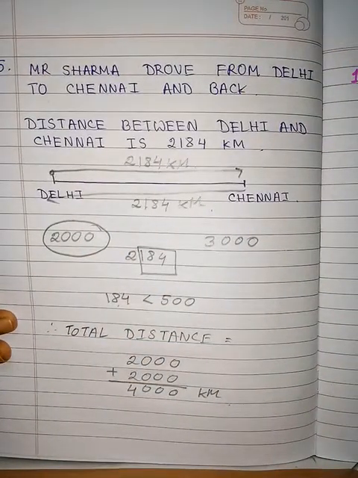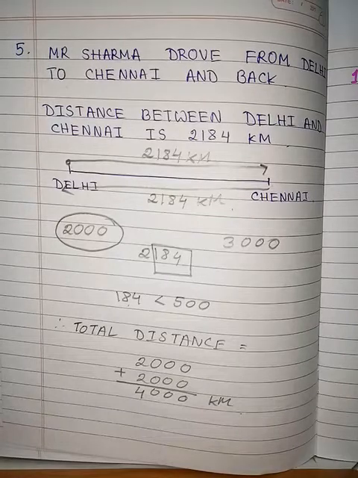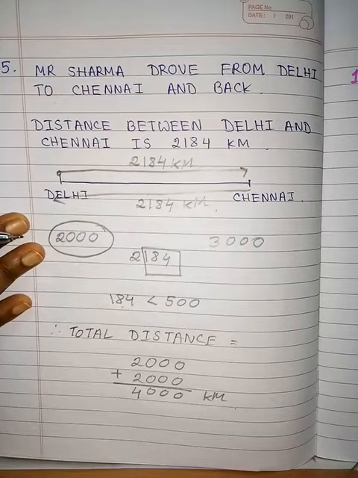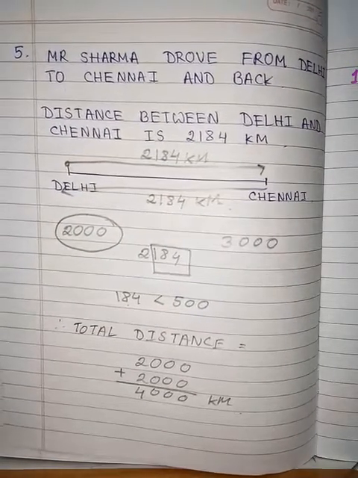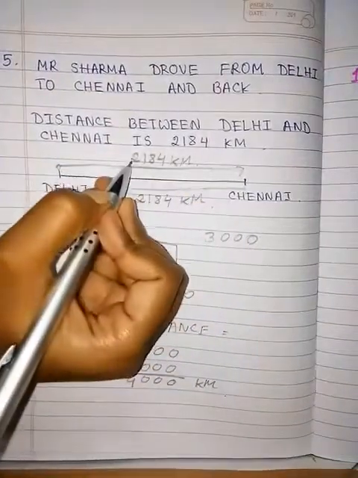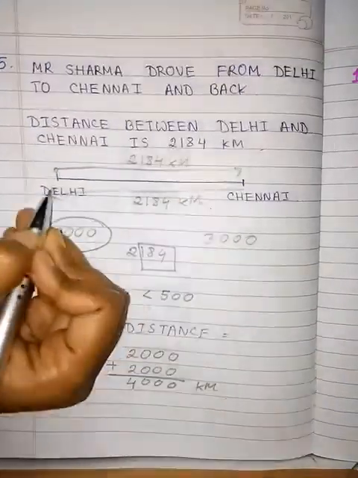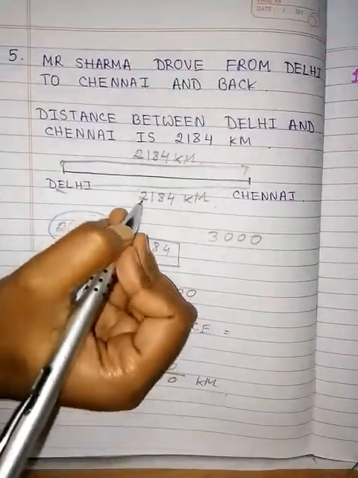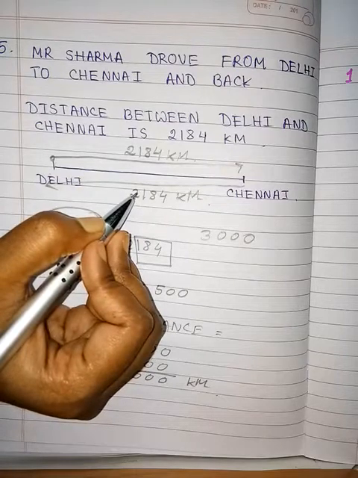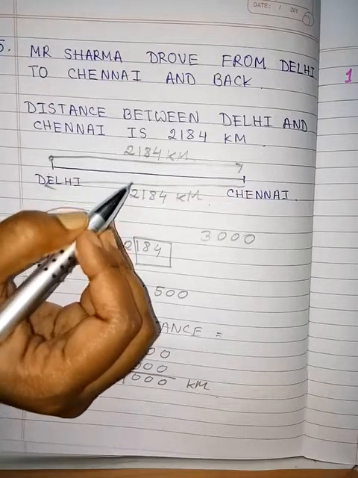Next, sum number 5. The question is, Mr. Sharma drove from Delhi to Chennai and back. If the distance from Delhi to Chennai is 2184 km, estimate the distance. The term estimate means you have to find a rounded number. From Delhi to Chennai, the distance is 2184 km. Again, from Chennai, he is coming to Delhi. That means he covered 2184 km. So total distance he covered, you have to add these two numbers. But before that, first find the rounded number because the term estimate is here.